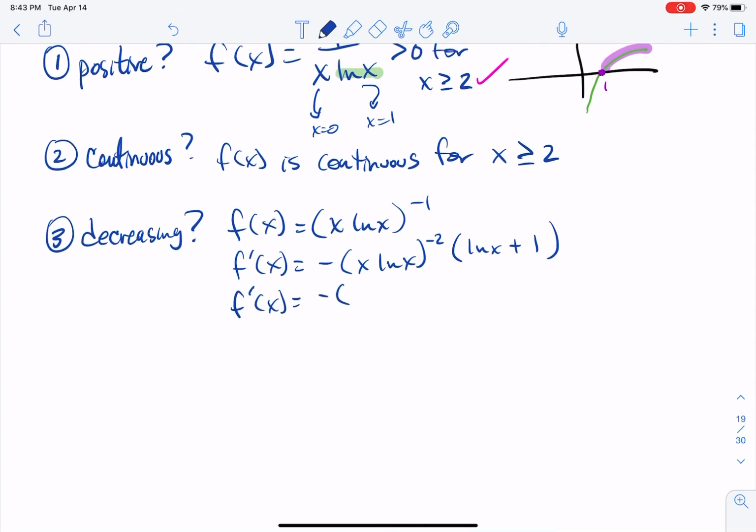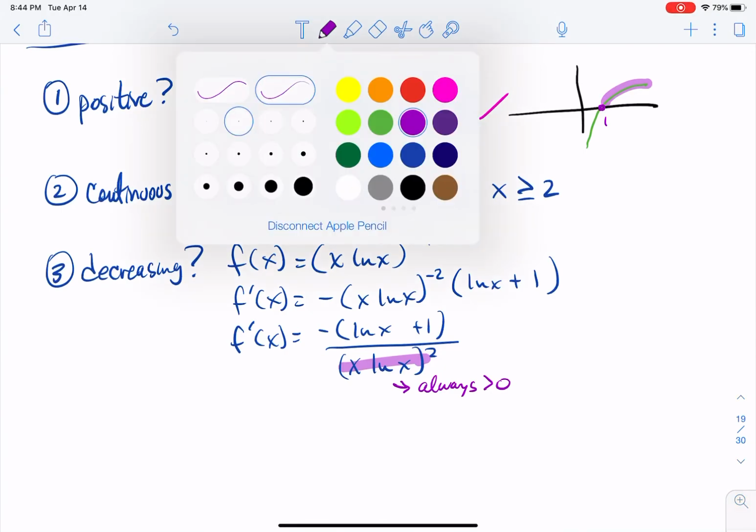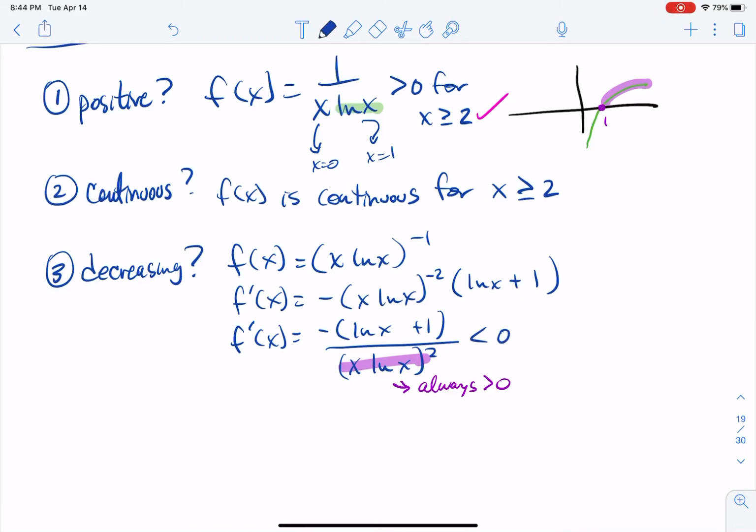I would have negative, I'll keep the negative on top, natural log of x plus 1 over x natural log x quantity squared. Okay, well, that guy is always positive, right? And then the top, the natural log of x is always positive, as we saw over here, greater than 1, and we are sticking in 2, so this is positive, but we're multiplying it by a negative number on the outside, which makes this derivative less than 0 for x is greater than or equal to 2.